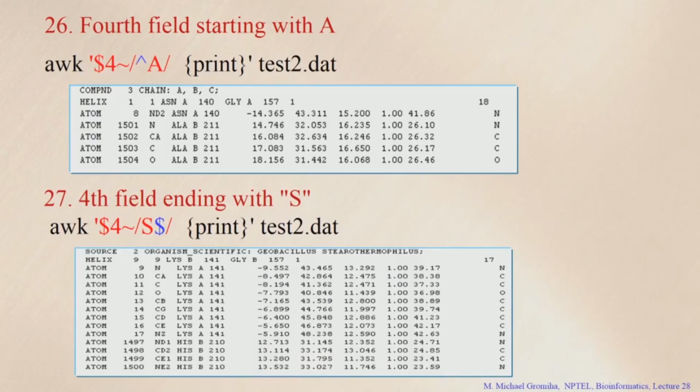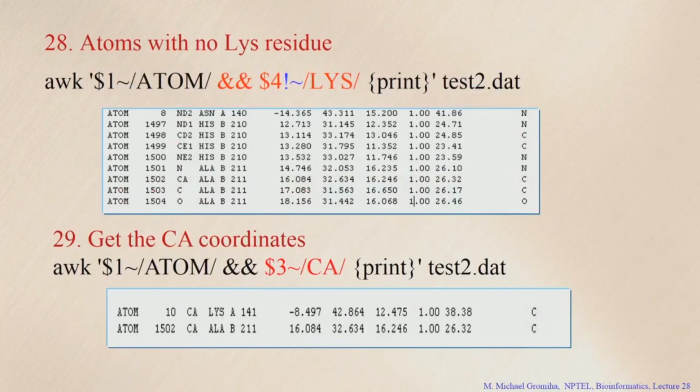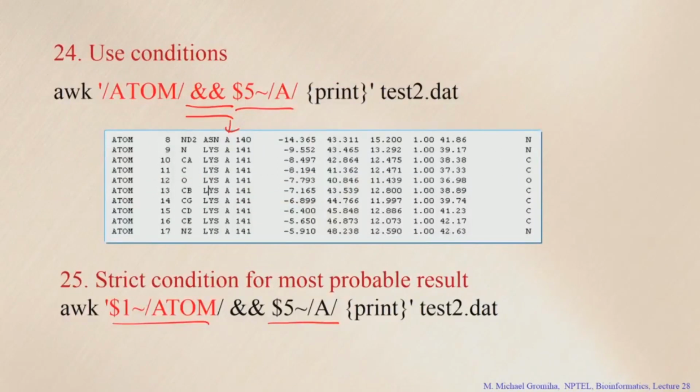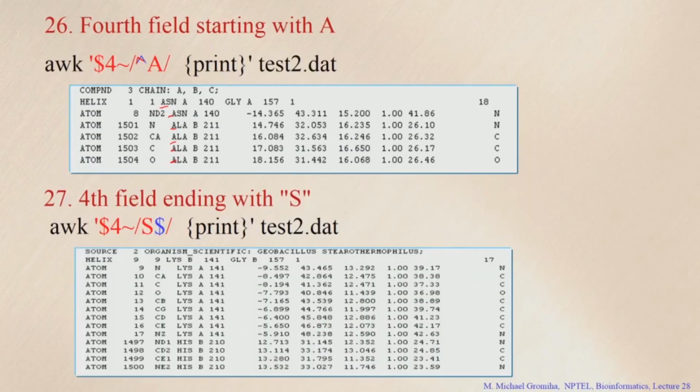Okay, then the next question is a field starting with A: whether it contains A or starts with A. For starting with A, you can put this symbol. So here, if you see test 2 1 2 3 4, you can see it starts with A, right. Then you can print. Earlier we saw this is equivalent to atom. So $1 is equivalent to atom. This is not the case here: this is equal to atom in $1 and $5 is A, then we get this, but here it starts with A, right.